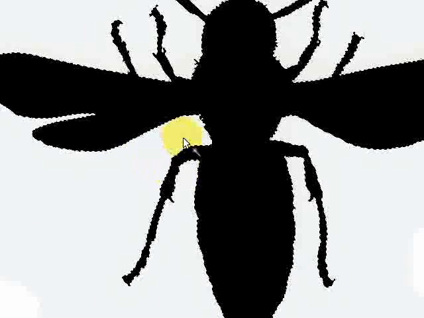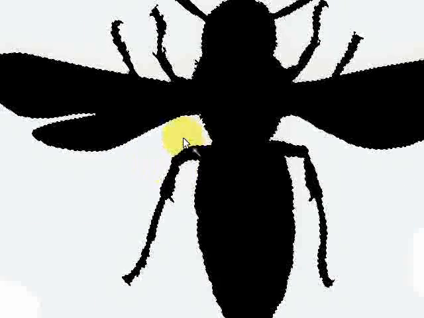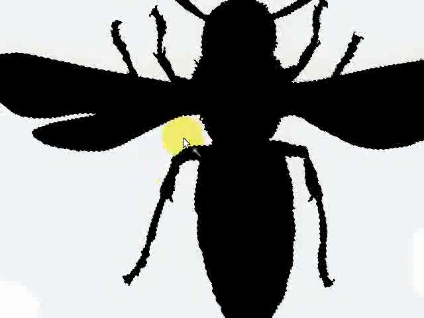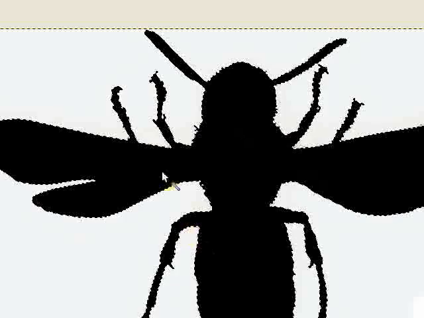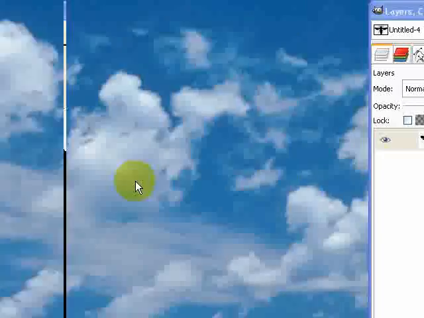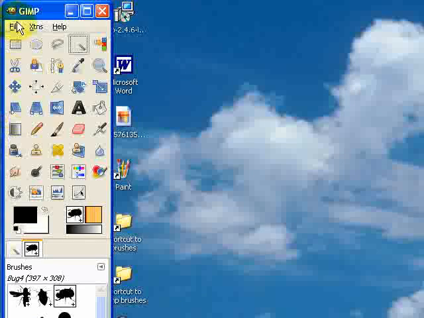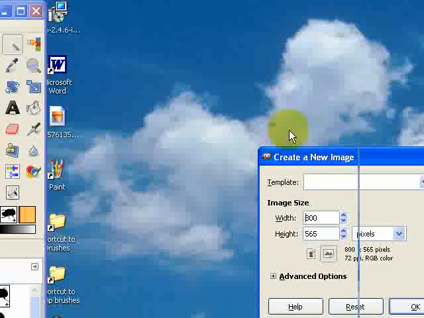The final thing we need to do for this first step of making the brush is just press Ctrl and C to copy the selection that we've got there onto the clipboard, and then we can minimize that because we don't need it for the moment. Now we're going to open up a new image, and it really doesn't matter what size it is.